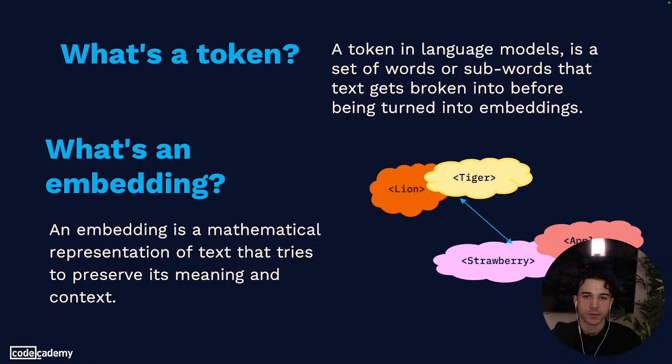A big part of the field of natural language processing involves converting text into mathematical inputs that an algorithm can understand. An embedding is a mathematical representation of text that tries to preserve its meaning and context. Typical word embeddings based on neural networks capture underlying similarities within text. For instance, the words lion and tiger should have embeddings that are mathematically close to each other, and so would strawberry and apple. But strawberry and lion would be further apart.